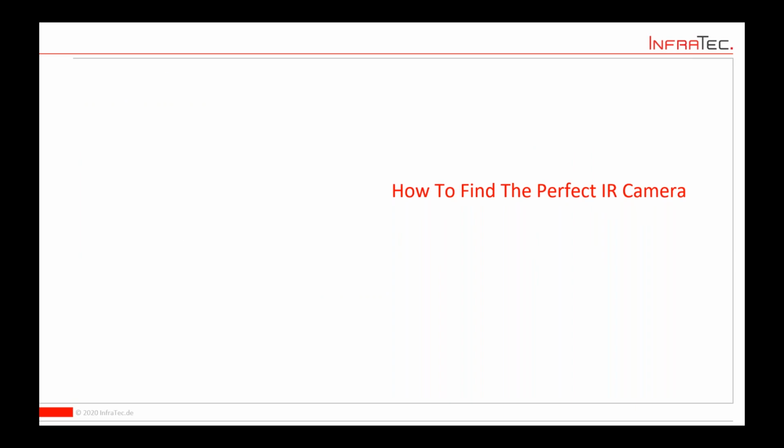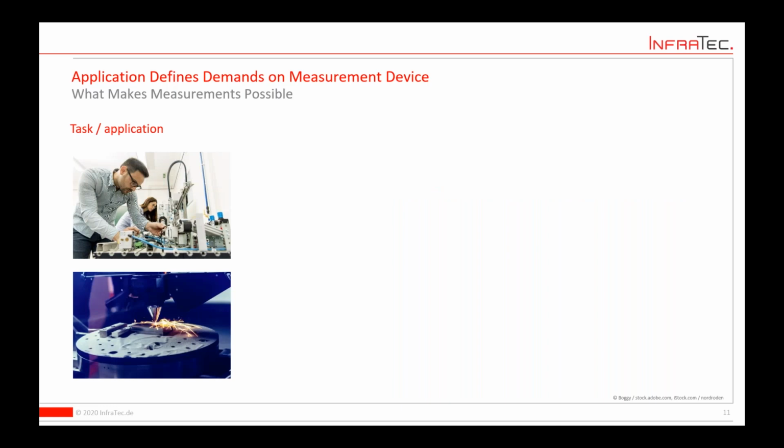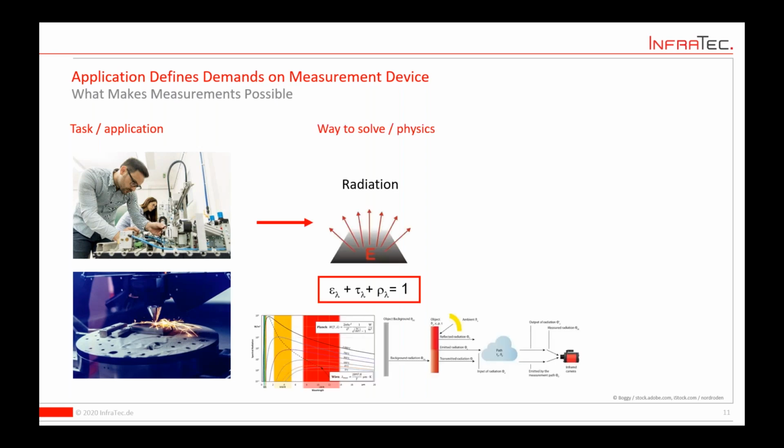So now I want to switch to the topic of how to find the perfect IR camera, and I want to start with this first assumption. All of you have your specific application in mind. Either you have a laboratory and want to do some measurements, or you have a research project, or you have a specific task in the industry to optimize a product or something like this. And you already did a little bit of research and found that the tasks you want to do are solvable in a way with IR technology.